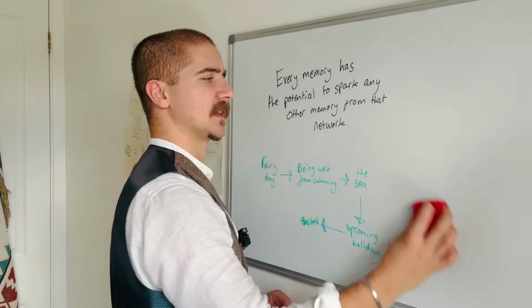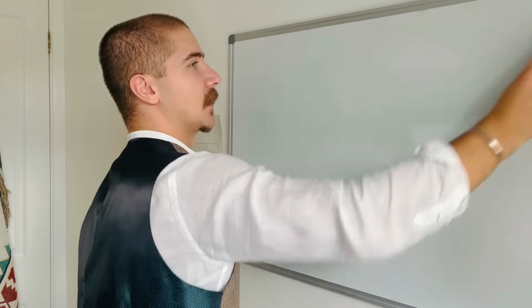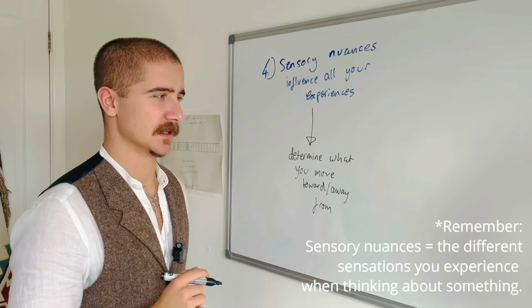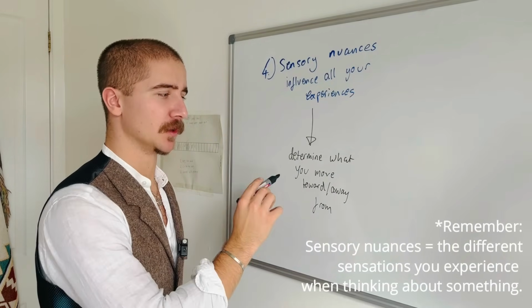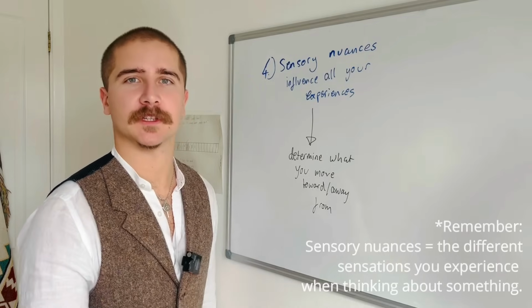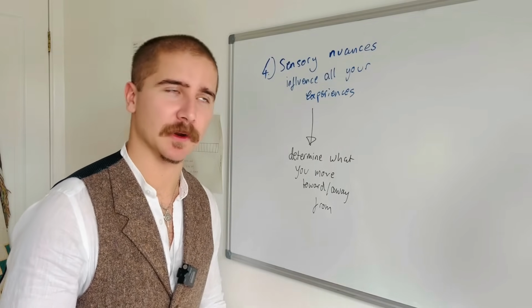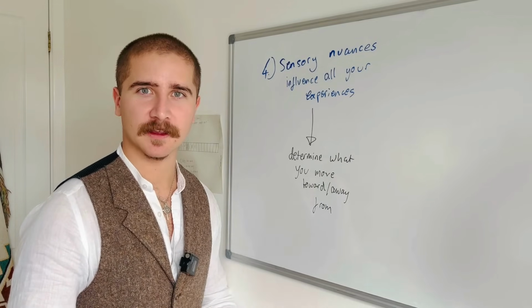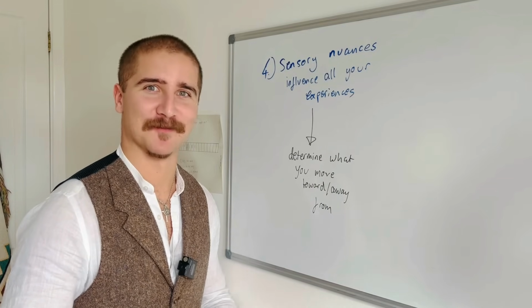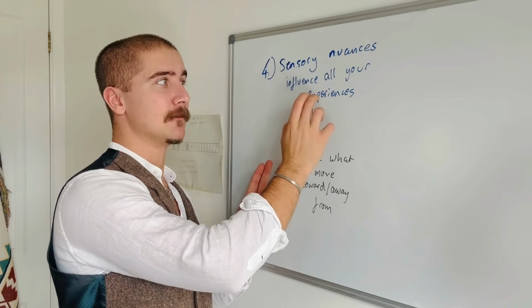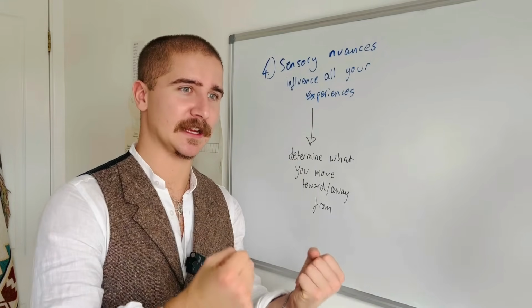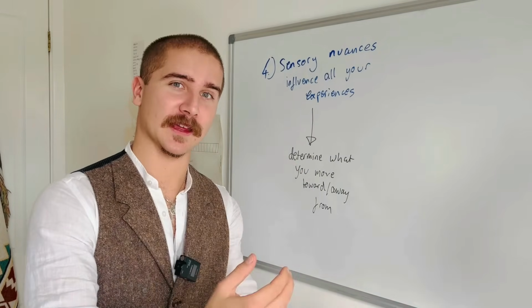But moving on. Point number 4 you need to understand about how your brain works. This is the last one. Sensory nuances influence all of your experiences because they determine what you move toward or away from. To give you an example, if you sit here right now and imagine your favourite guilty pleasure, high sugary junk food snack, it's going to make you salivate and want to eat it. And your senses influence all of your experiences because they influence each stage of you thinking about that experience.